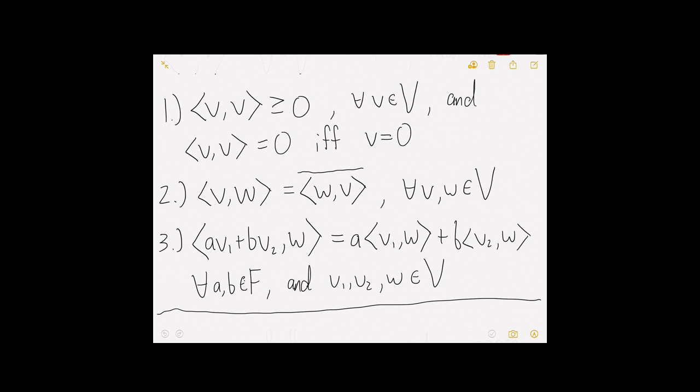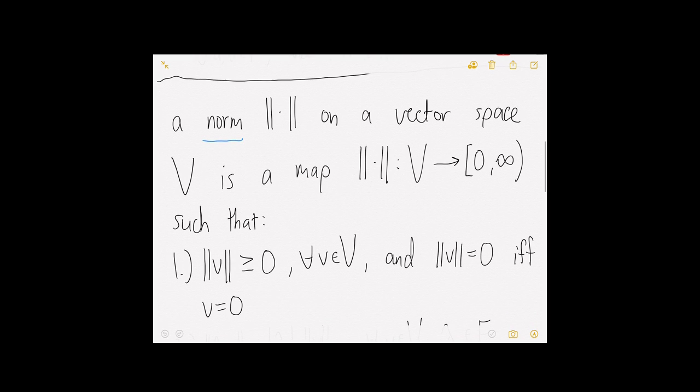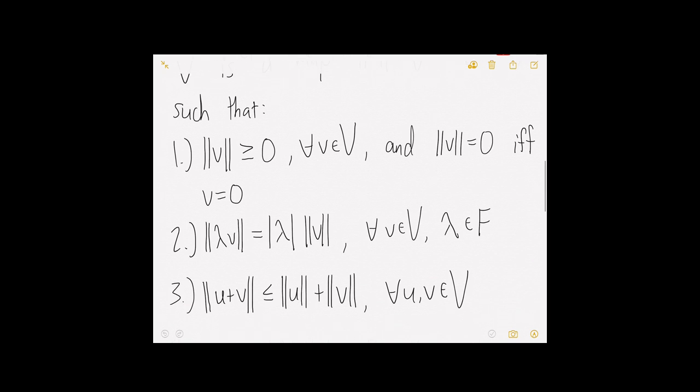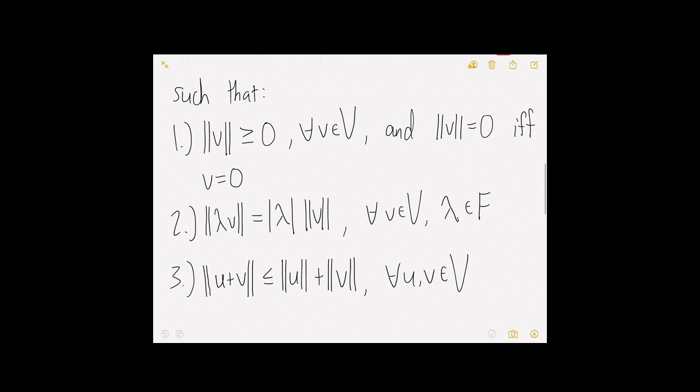On the other hand, a norm on a vector space is a function from the vector space to the interval 0 to infinity, and it also satisfies three conditions. You'll notice that the first condition looks almost analogous to the inner product version, whereas condition 2 says that if you have the norm of a scalar multiple of V, you can pull out the modulus of the scalar. And the third condition is the familiar triangle inequality.